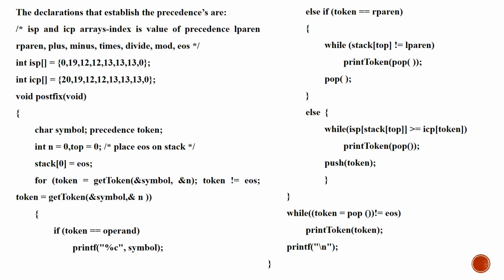Fine. So once everything finishes, once I get the end of the string, whatever is left in the stack, you print it. At the end, we are printing the backslash n over there. So this is how the conversion from infix to postfix is done with the help of the stack. It is an application of the stack. Fine. I hope it is clear.